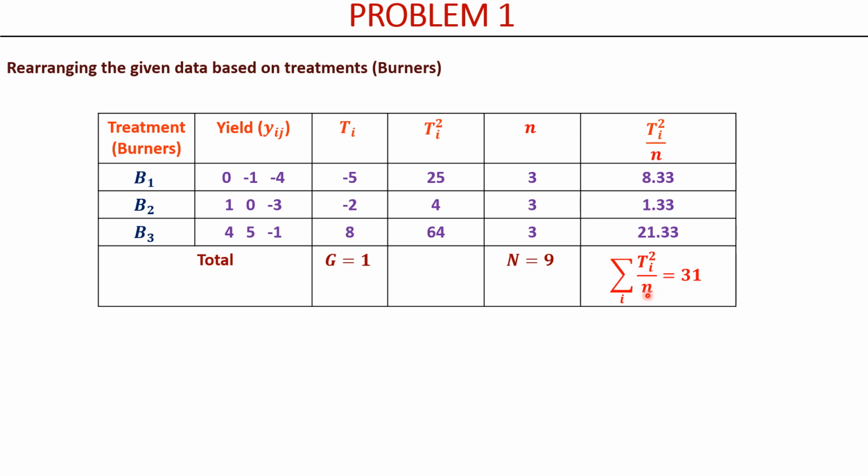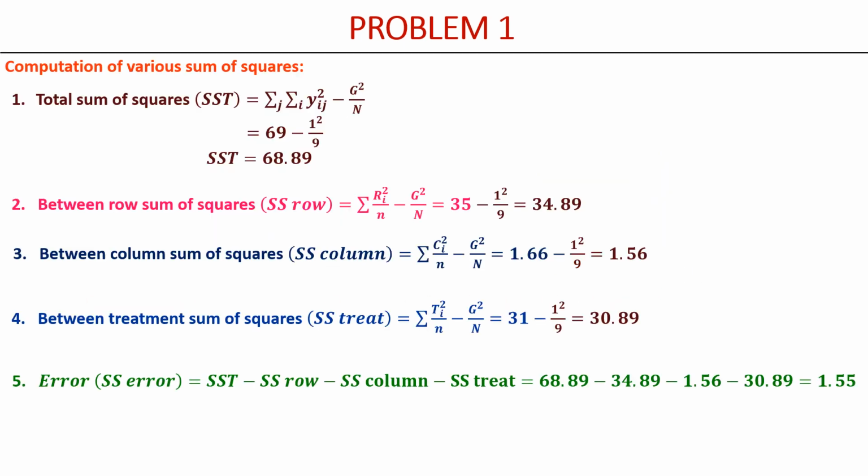Now comes the fine calculation of sum of squares. So I calculate the total sum of squares first by squaring all the yields and adding them up, subtracting the correction factor. Then I calculate SS row by taking the row mean minus the correction factor. SS column is the column mean minus the correction factor. SS treat is the treatment mean minus the correction factor. And the error is SST minus all these three values. And that gives me the error as 1.55. Let's substitute this in our ANOVA table now.